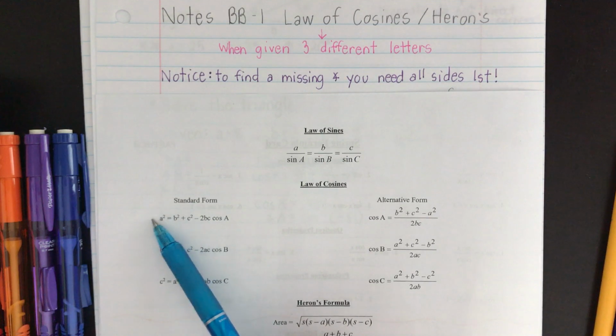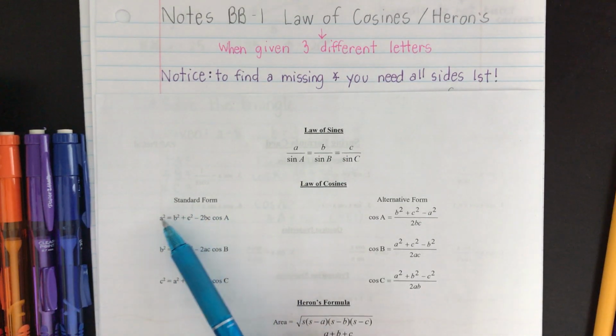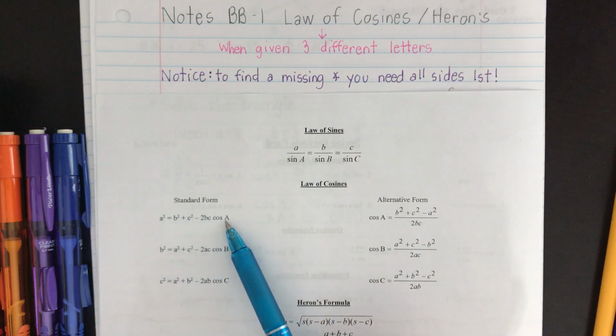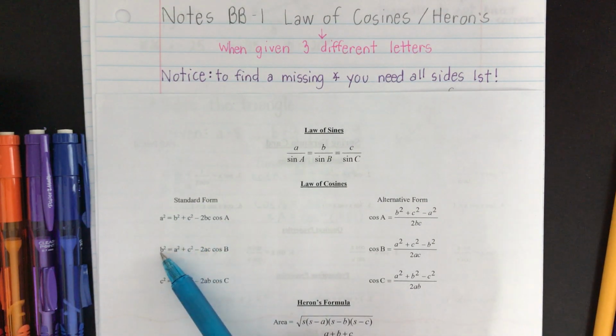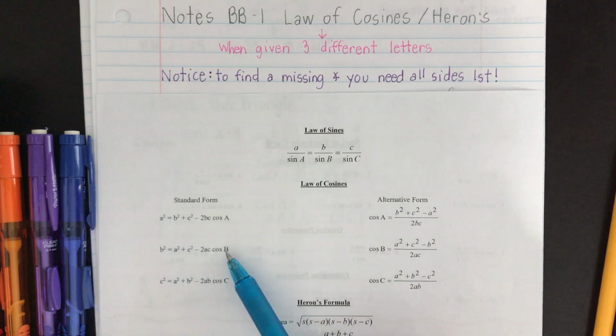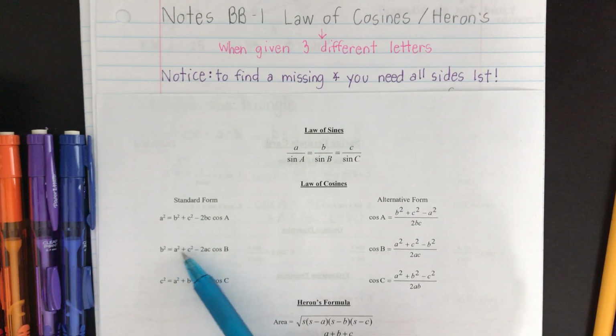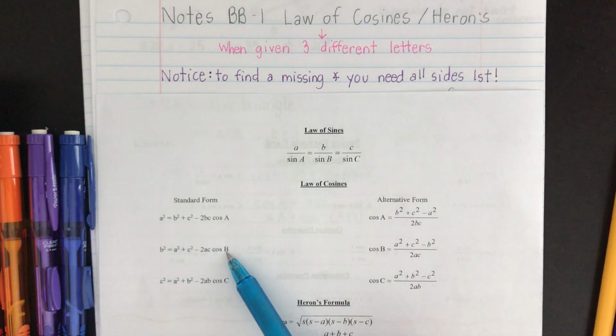Look at this, for example. If you want side length A, of course you'll have to square root both sides. But if you want side length A, you will need side lengths B and C as well as the angle A. Similarly, if you want side length B, you'll need the side lengths A and C, and you will need angle B.